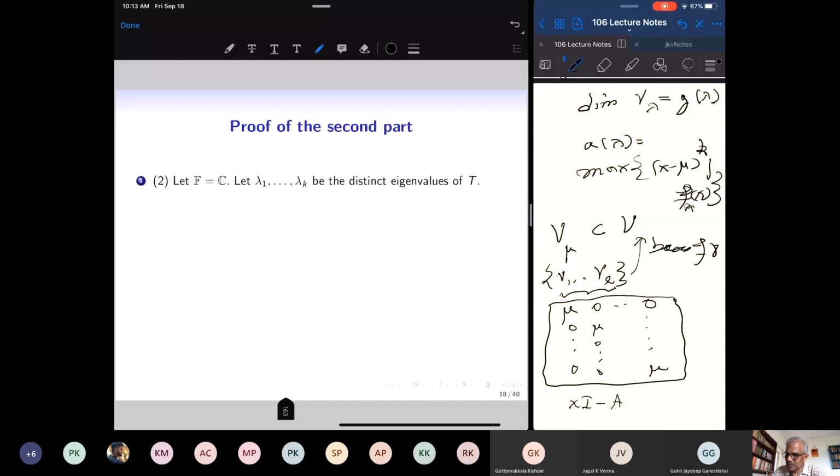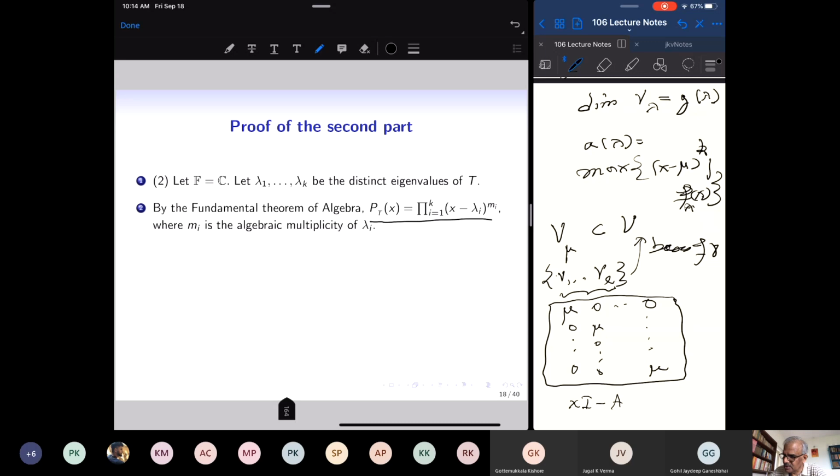Now assume F equals C. Then the characteristic polynomial splits into linear factors, since every complex polynomial of positive degree splits as a product of linear factors. Pick the distinct eigenvalues. The number of eigenvalues can be smaller than the order of the matrix, like the identity matrix, which has only one eigenvalue. Then the characteristic polynomial factors as the product of x minus lambda i to the power m i. These m i are the algebraic multiplicities.